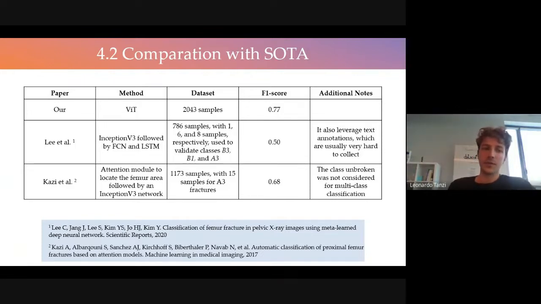of 50%. The second one again used an inception network, but they trained it together with an attention model that was used for object localization. So they were trained together, and the dataset was a little bigger than the one before, but still, for example, E3 fractures just have 15 samples. They obtained 68%, but not considering the class unbroken. So it was a result for 6 class classification.